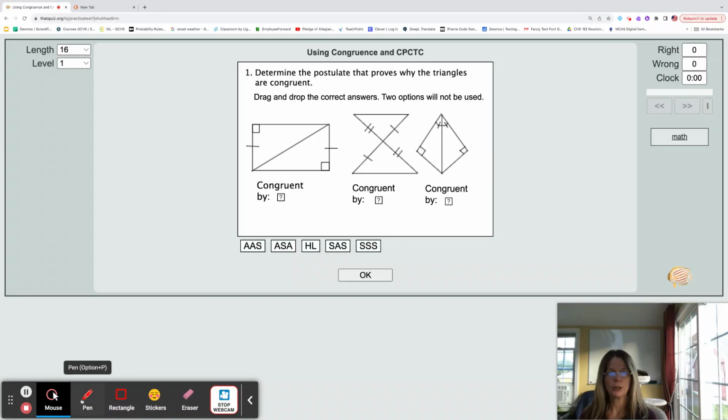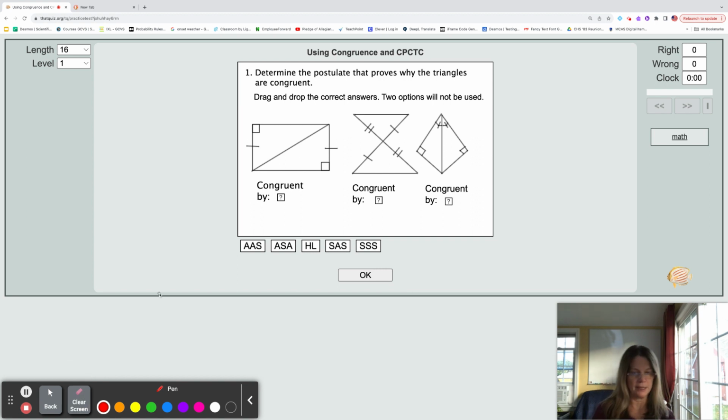Hello, we're going to be looking at an activity using congruence and CPCTC, which is the focus of this week's lesson in geometry. We will be determining the postulate that proves why each pair of triangles are congruent. And so we have the 5 postulates listed down here. These capital letters stand for the parts of the triangle. A is angle and S is side.